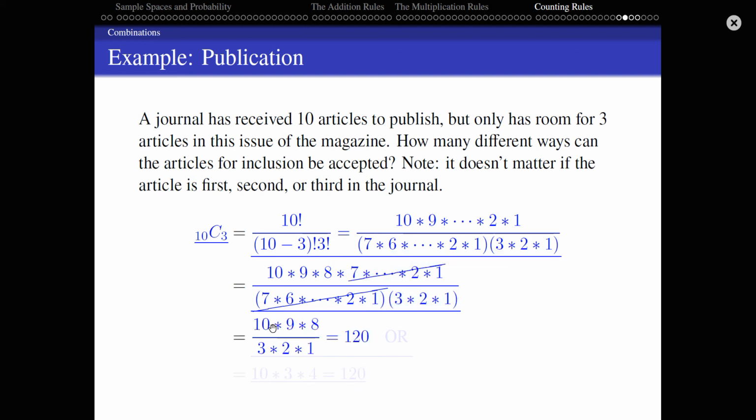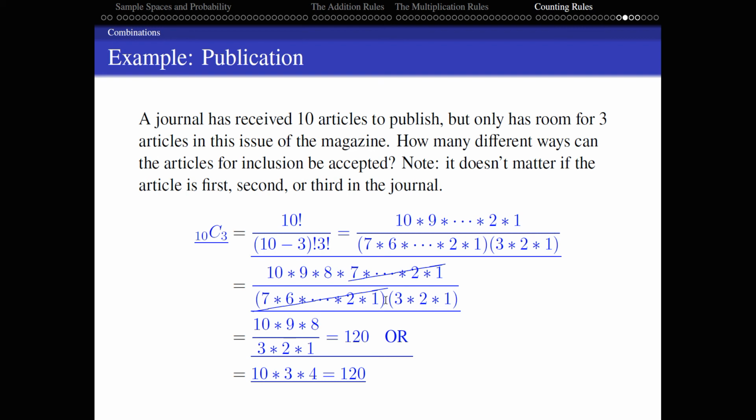So we're going to end up with 10 times 9 times 8, what was left on the top, divided by 3 times 2 times 1, what was left on the bottom. Now you can reduce this if you want: cancel out the 9 with the 3, that leaves a 3 on the top, the 8 with the 2, that leaves a 4 on the top, but you certainly don't have to. The primary canceling that you have to do is to chop out the really, really big numbers so that your calculator can handle them.